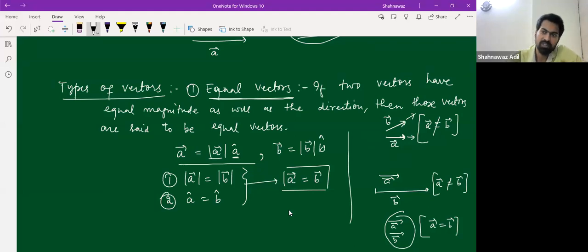So always remember that this head represents the direction. So we have to think about this head and this length.